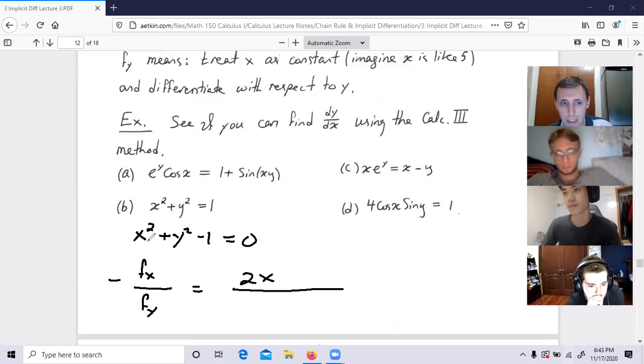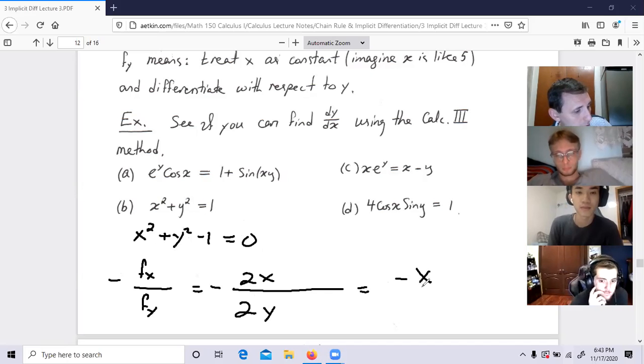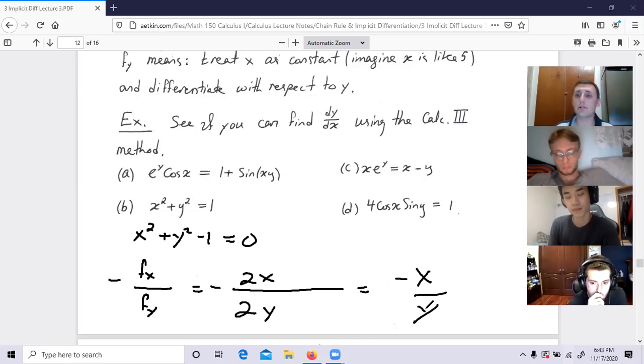And on the denominator, I reverse the roles. I imagine that x squared is like 5 squared plus y squared minus 1. Taking the derivative here, I will get 2y. And don't forget this minus that came from here. And the answer is minus x divided by y, similar to what we had before.